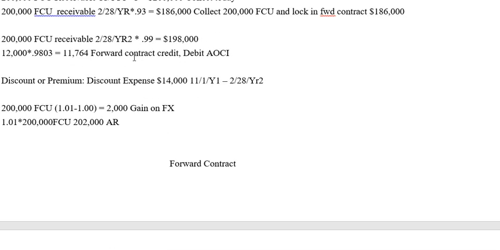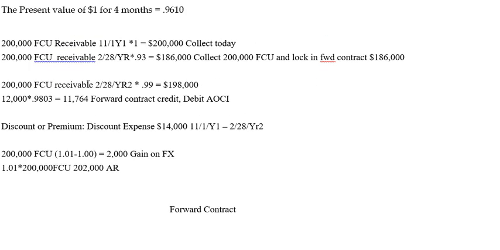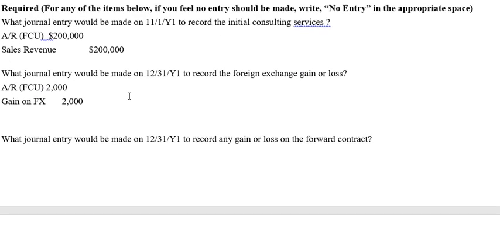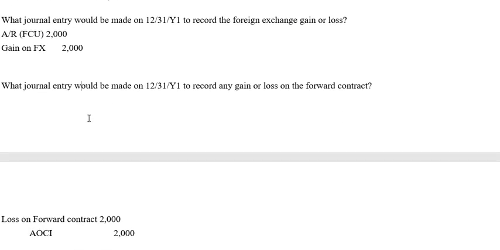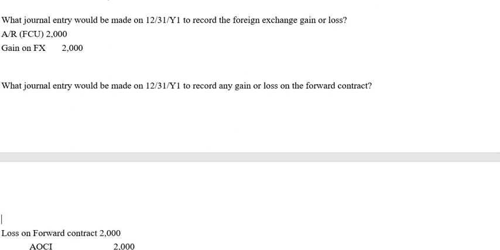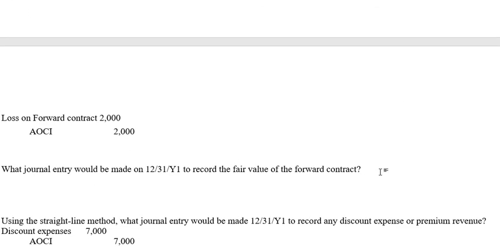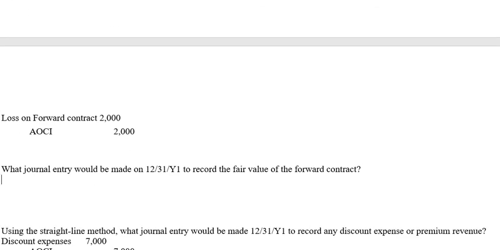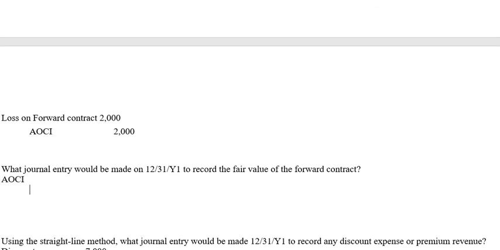I'd have to pay someone around $12,000 to take this off of my hands. Specifically, the fair value of this contract would be that $12,000 times 0.9803, 11,764. It's a liability. So now I'm going to debit my AOCI, credit my forward contract. And that's my timer to wrap up this section of the video. So AOCI debit, credit my forward contract.